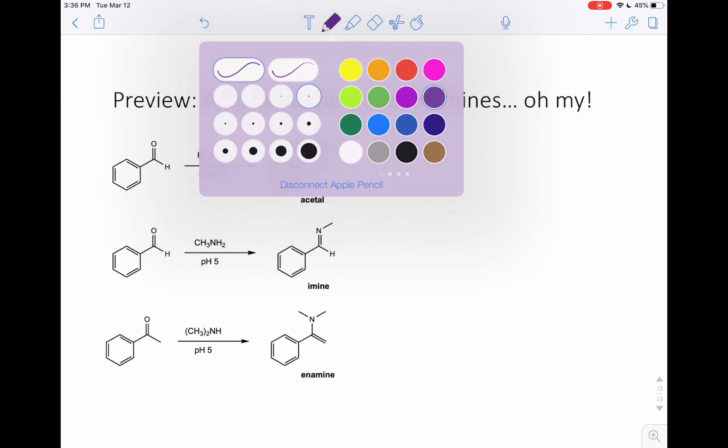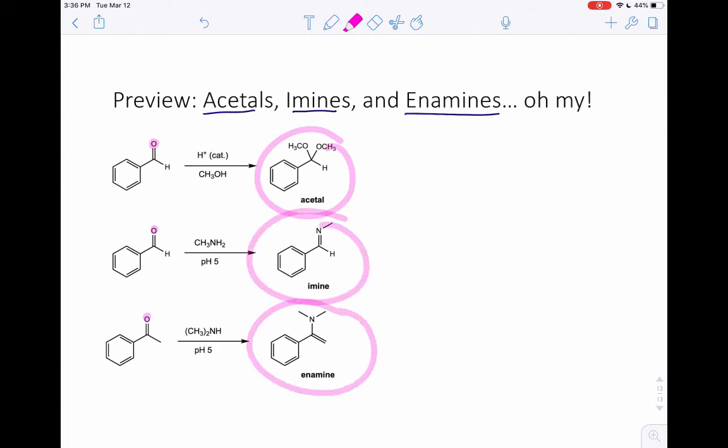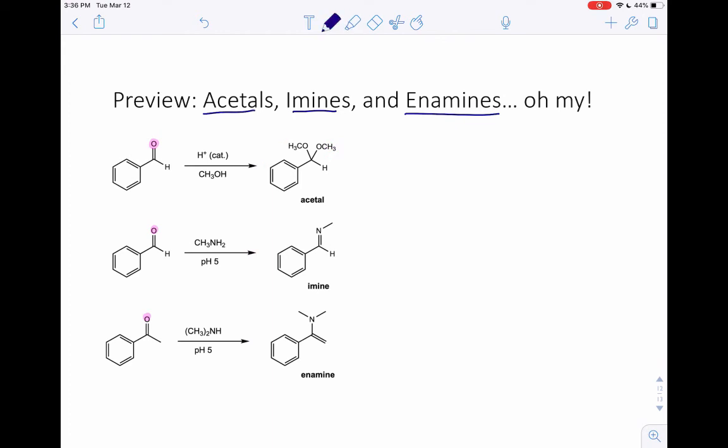let's preview your assignment here. So learning about acetals, amines, and enamines. Now this is going to be unambiguous for you. So here's the carbonyl oxygen, and it is nowhere to be found in these functional groups. And in fact, it's left as water every single time. So that oxygen has left as water.